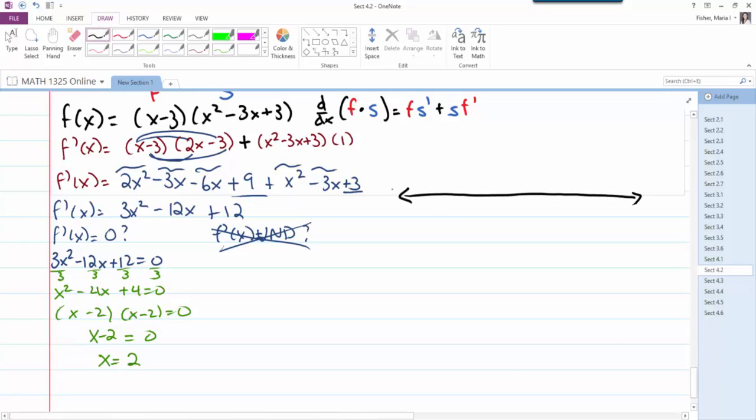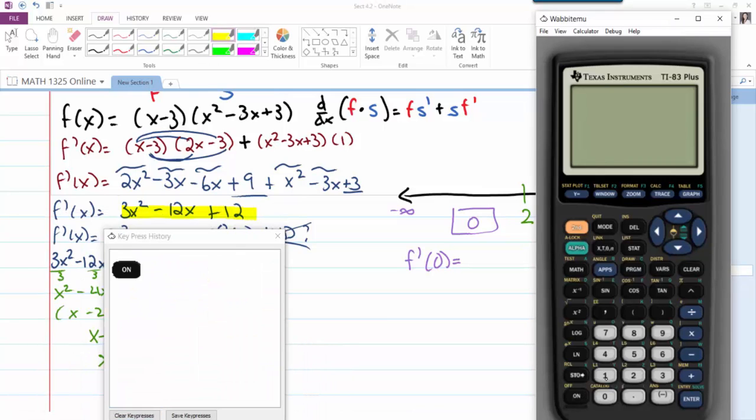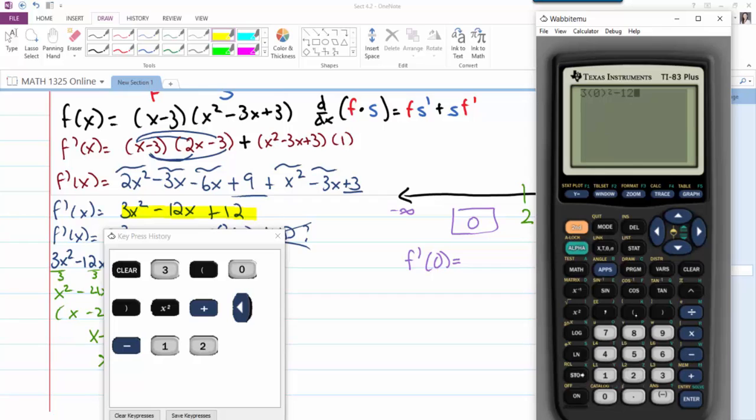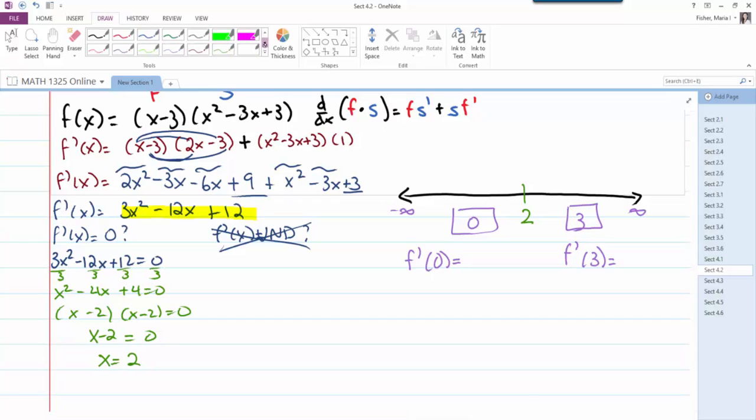So then I draw my number line. The only number that I write on that number line is the number 2. And then I pick the test points. From this section, I'll pick the number 0. And from this section, I'll pick the number 3. And then we need to figure out what's happening to the first derivative at 0 and what's happening to the first derivative at 3. So we're going to plug it into this one right here. So grab a calculator, and we end up with 3 times 0 squared minus 12 times 0 plus 12, which is 12. So that's a positive number, and since it's a positive number, that means that in this interval I am increasing.